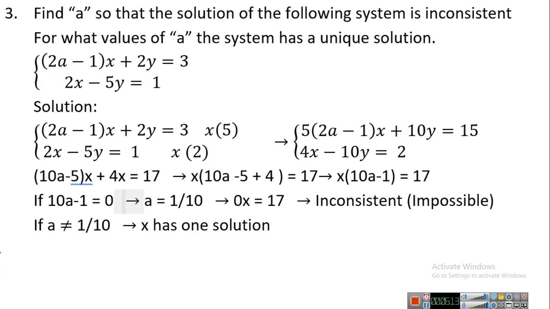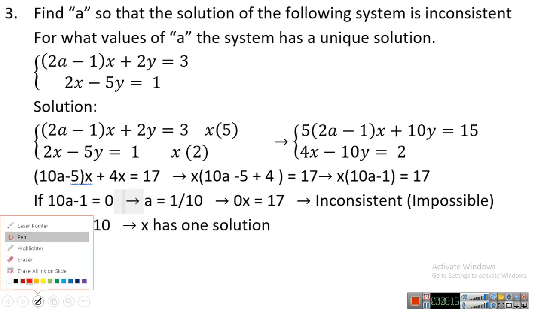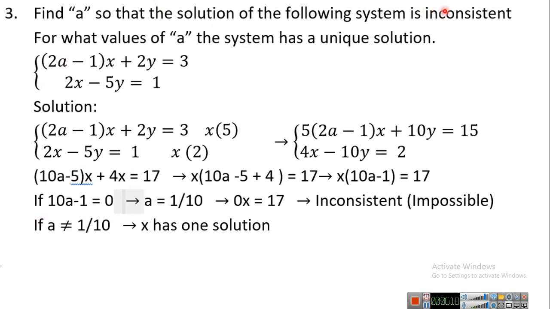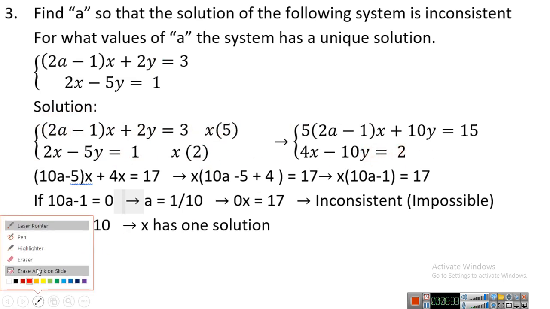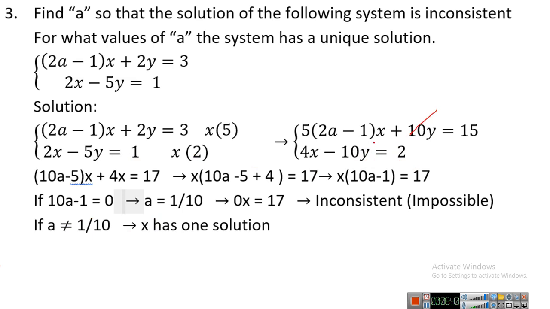Find a so that the system is inconsistent, it means impossible. For what value does the system have a unique solution? Same story. Here for the y, I multiply the top by 5 and the bottom by 2, you can see. 5 into 2a minus 1 x plus 10y equal to 15. Here 4x minus 10y equal to 2. So if you continue, you can see that 10y and minus 10y cancel. 15 plus 2 is 17.